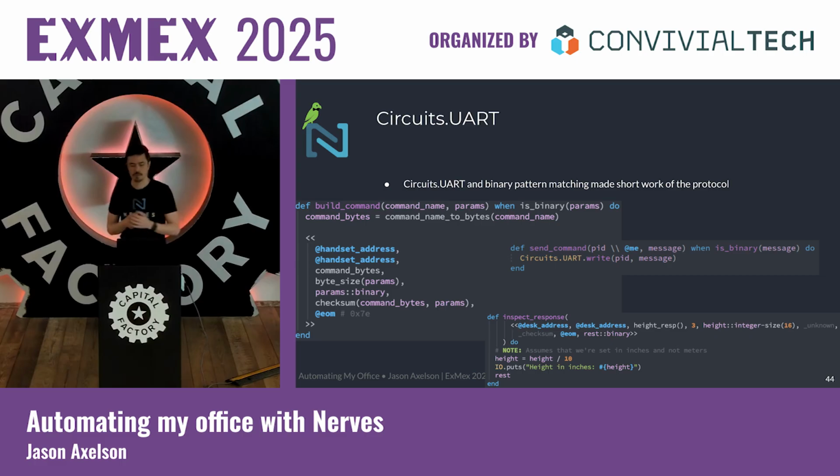And then you get a response back from the desk. The format is pretty similar, but this time you're getting the messages coming from the desk. Height response is just a macro that maps to the integer 1, which is the height command. And then you have the height as 2-byte, which is 16 bits. And we don't know what that third byte is.